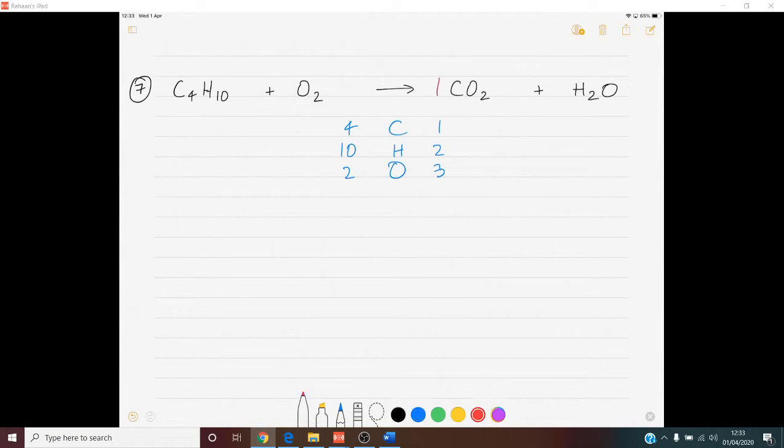The first change is to put a 4 in front of CO2. That gives us 4 carbons. The oxygens change. There are 8 oxygens in CO2. And then there is only 1 on the right hand side. So that gives us 9. The next change, 10 hydrogens on the left, only 2 on the right. So we multiply by 5, which gives us 10 hydrogens. And now we had 8 oxygens in CO2, plus 5 gives us a new number of 13.